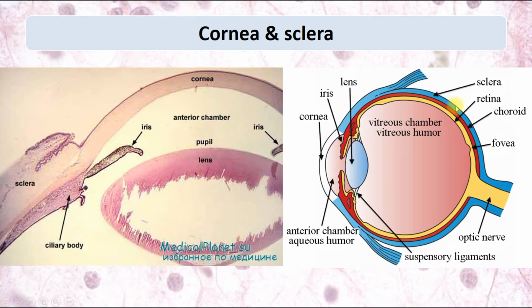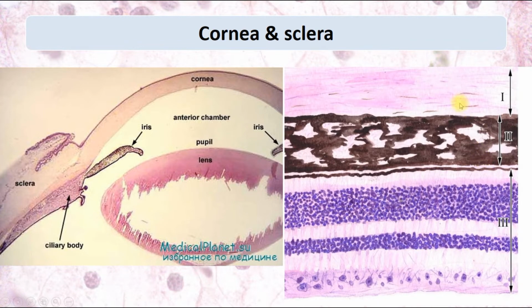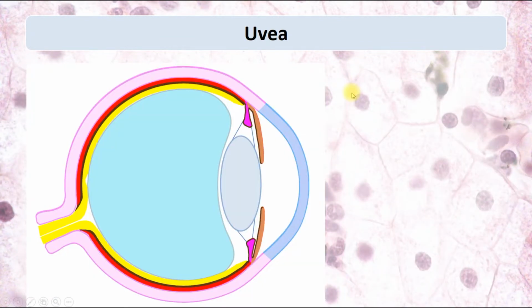It has a protective function, and it forms the outer part of the eye. Sclera is covered with conjunctiva, a mucous membrane of the eye. It covers the sclera, and inside the sclera there are a lot of collagen fibers, which provide the density of the sclera. Here we can see the posterior wall of the eye, and the outermost layer, the fibrous layer, is called the sclera.